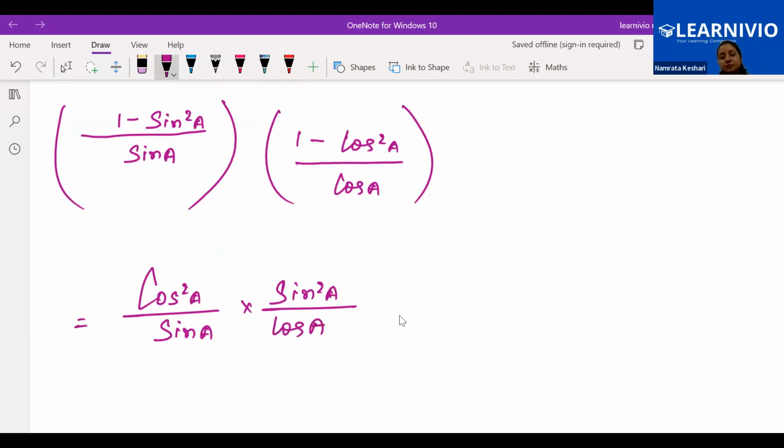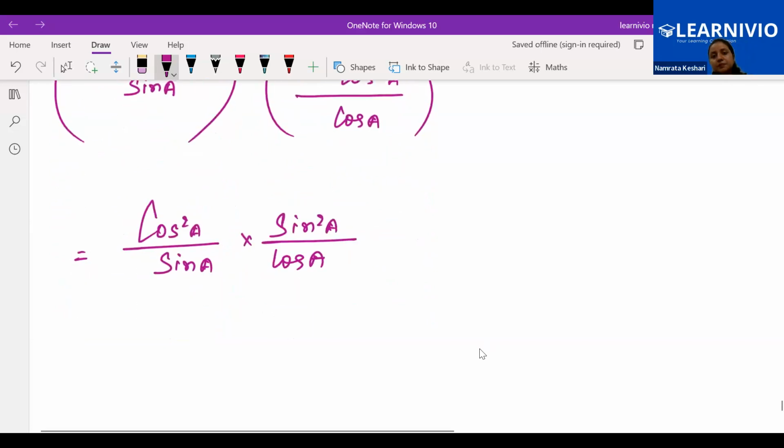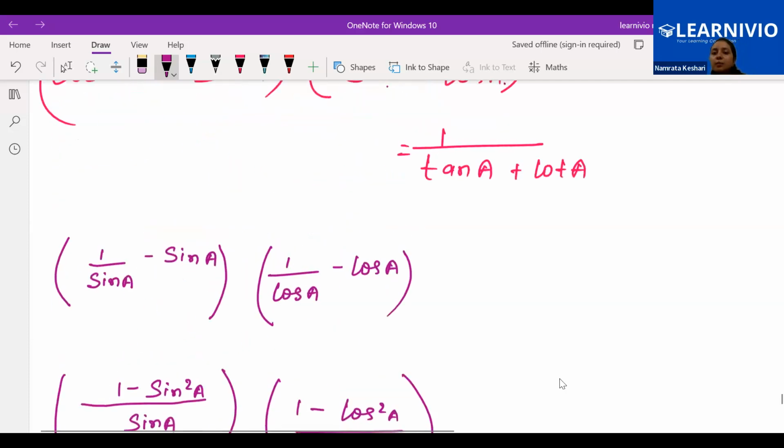Now what? You can simplify, then we'll get the answer as cos A by sin A into cos A into sin A. Let's try solving the other part also, 1 by tan A plus cot A. Maybe we will be getting this result and then we will say that we are done.